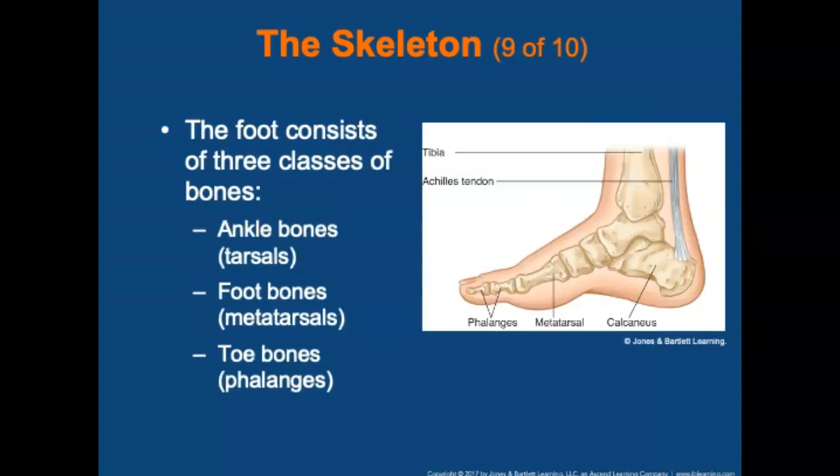The foot consists of three classes of bones: the ankle bones, which are the tarsals; the foot bones, which are the metatarsals; and the toe bones, which are the phalanges. The largest of the tarsal bones is the heel bone, or the calcaneus, which is subject to injury with axial loading injuries, such as when a person jumps from a height and lands on the feet. So that's an axial loading injury.